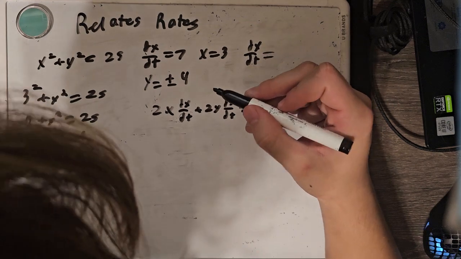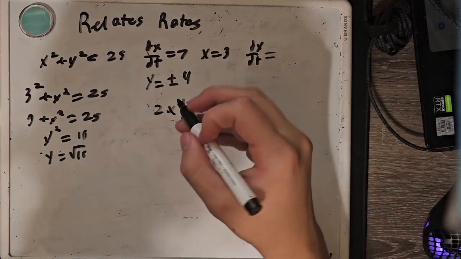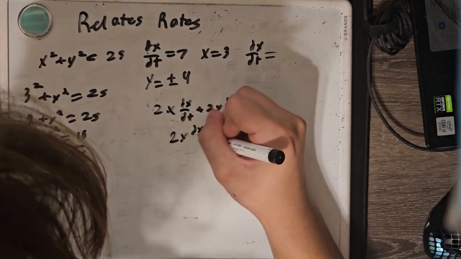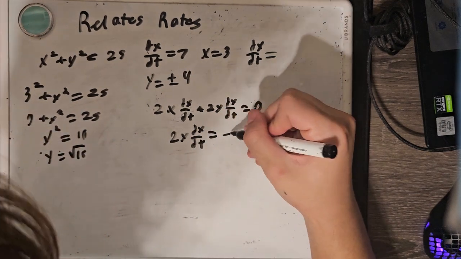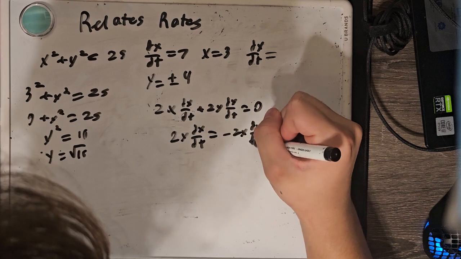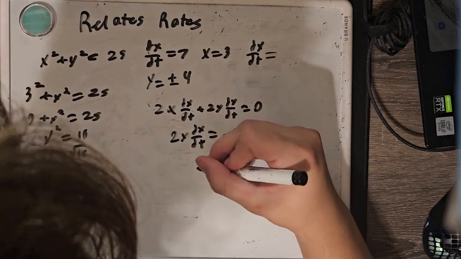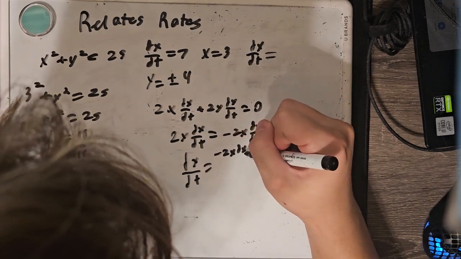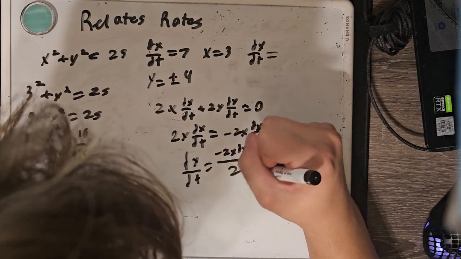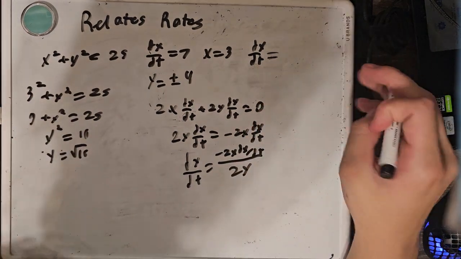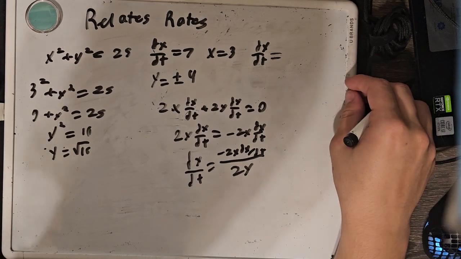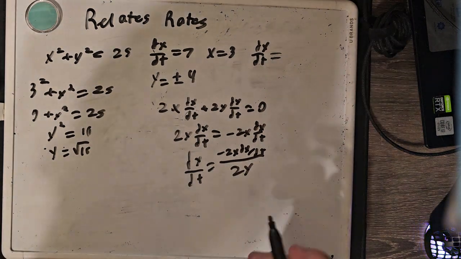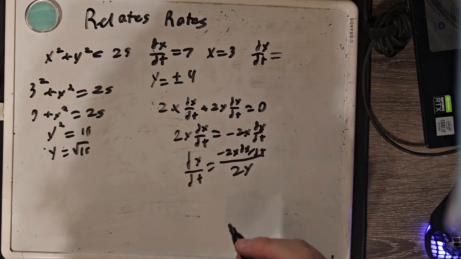Since the dy/dt is right here, our goal is to isolate it. So 2y dy/dt is equal to negative 2x dx/dt. Now we divide by 2y, so dy/dt is equal to negative 2x dx/dt over 2y. In this case, let's see a solution where we're looking for a positive number. Let's say y is negative 4.